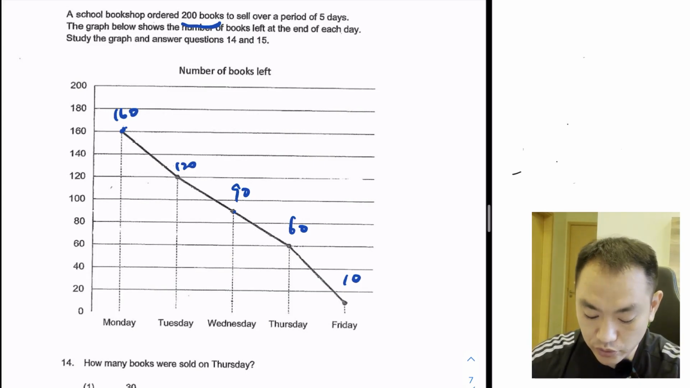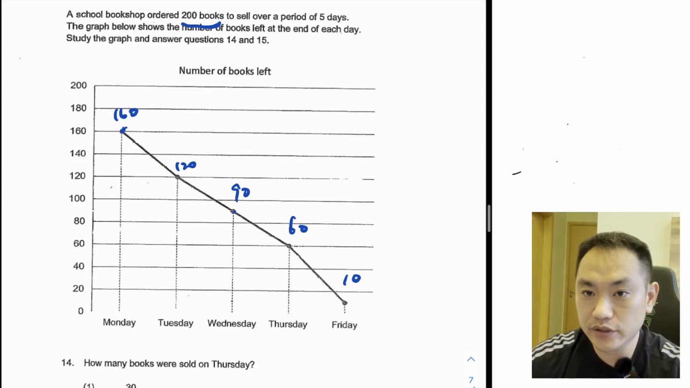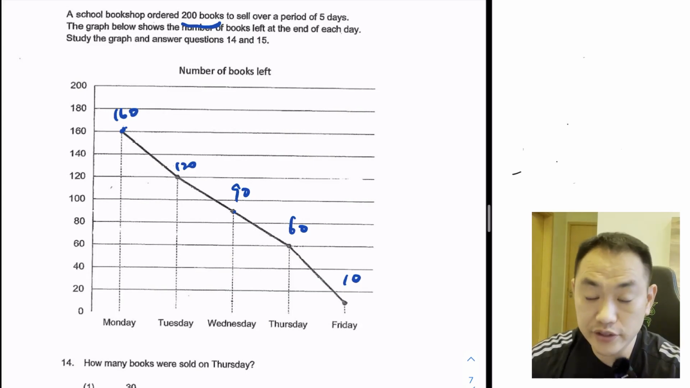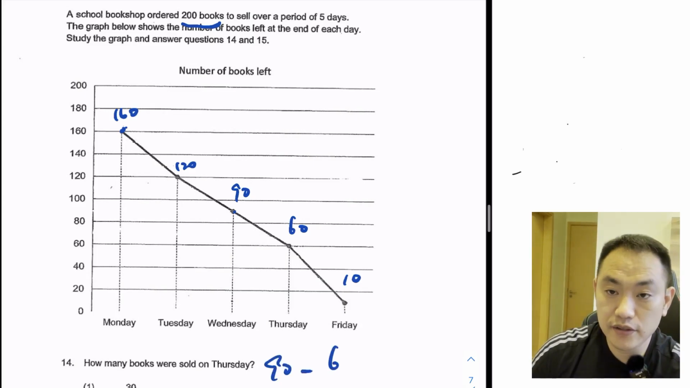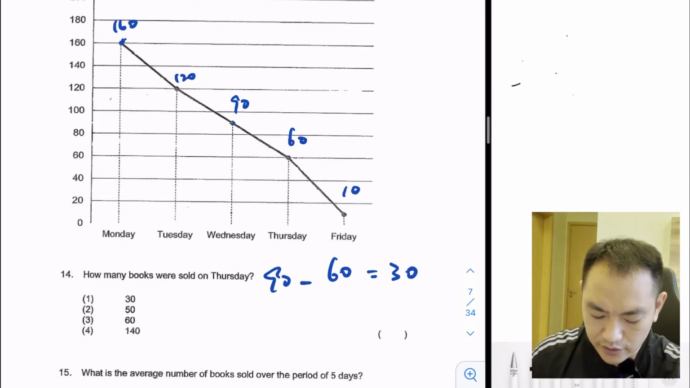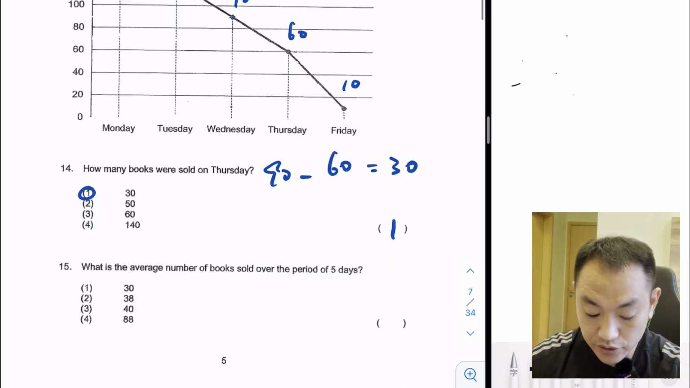How many books were sold on Thursday? So on Thursday, at the end of the day, you have 60 books. And at the end of Wednesday, you have 90 books. So whatever is left over on Wednesday, compared with whatever is left over on Thursday, the difference must be the books you sold on Thursday. So you take 90 minus 60, which equals 30. That's the number of books you sold on that day. So the answer is 1. Okay, let's move on to the next question.